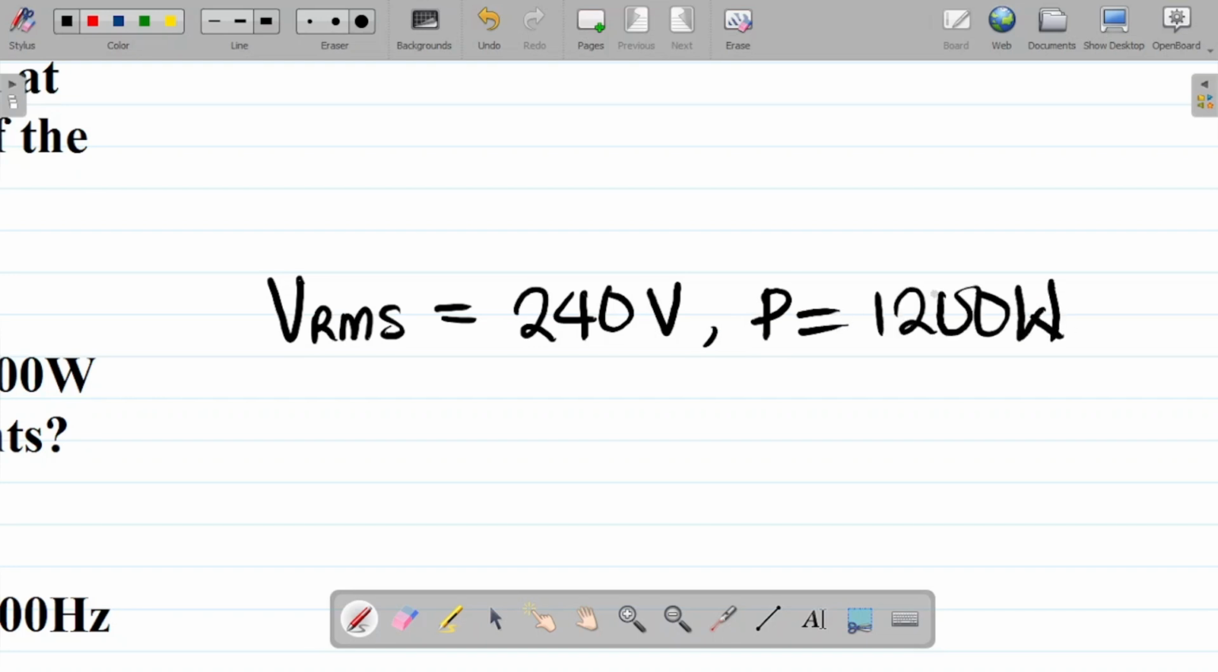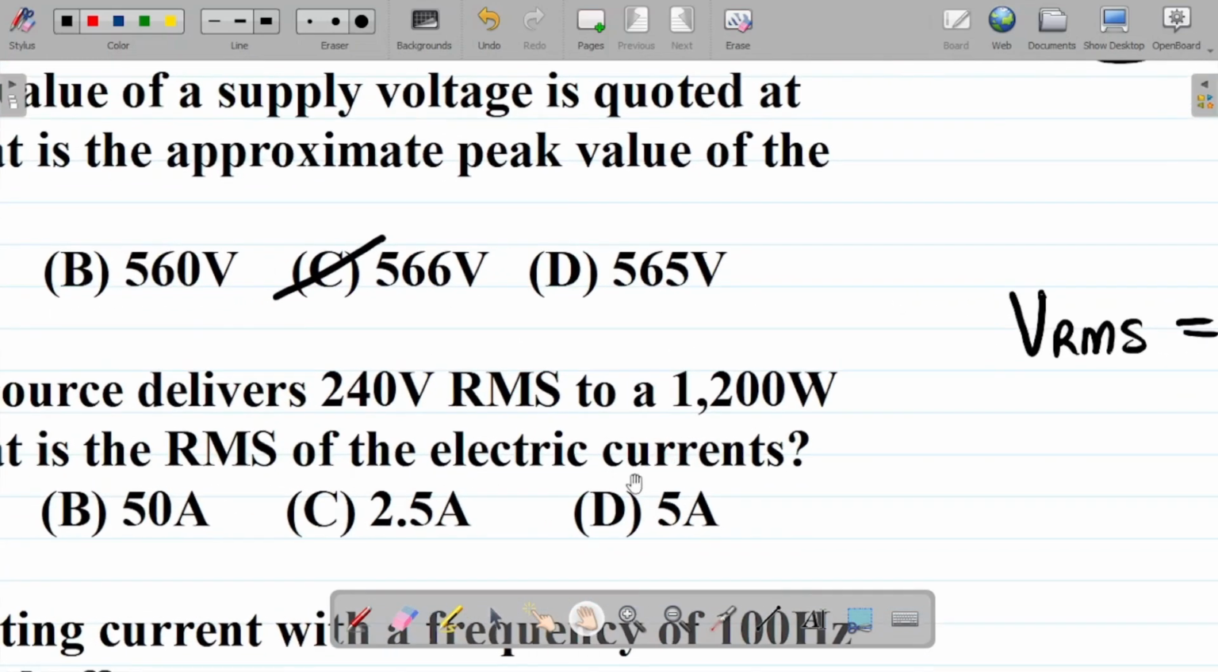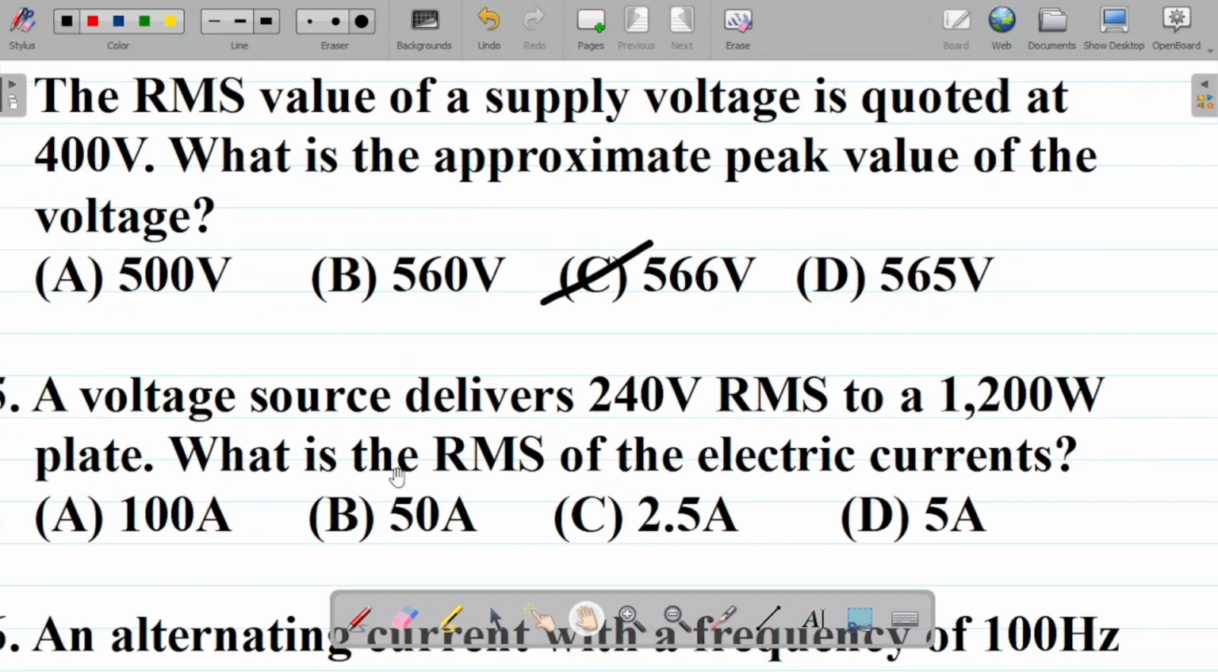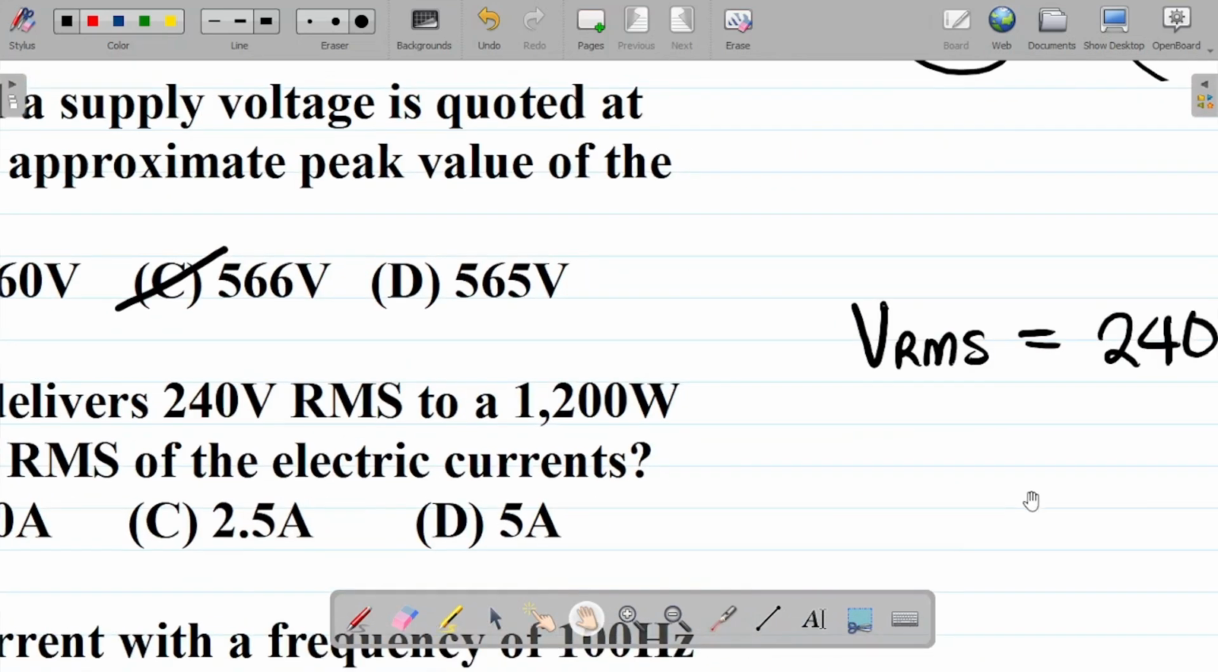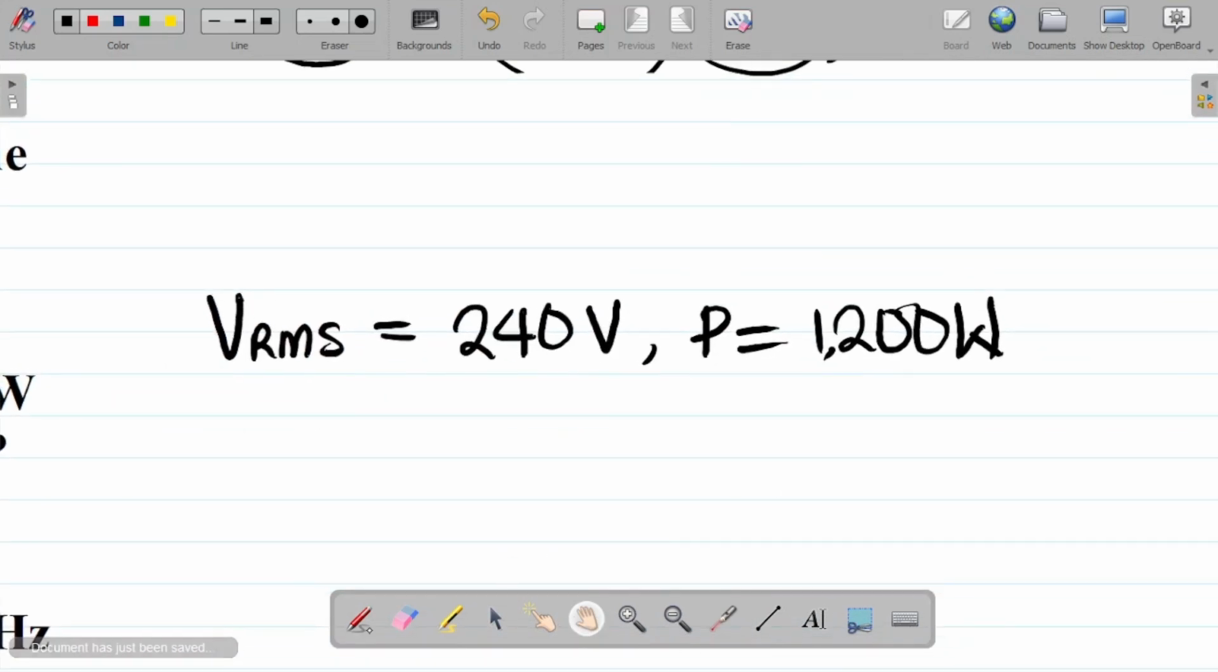So how do I know that's power? Well, that's simple. Power is measured in watts. Whenever you see W, watts, with regards to electricity, then it's power. So we're given the power here. You're asked, what is the RMS of the electric current? So you have to find IRMS.